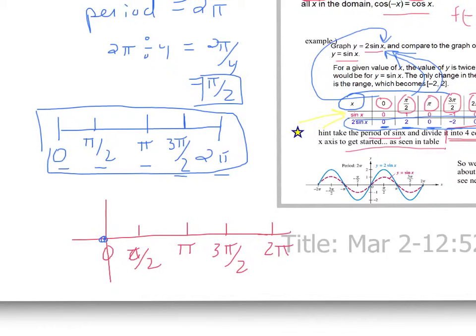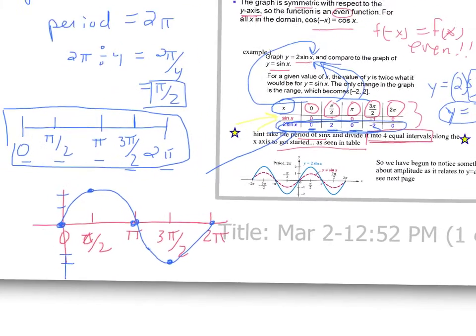So 0, 0 is a key point. I'm just reading from the table. At pi halves, you're up at 2. At pi, you're at 0. At 3 pi halves, note to self, I'm retrieving from this table, you're down at -2. And at 2 pi, you're back at 0. And connect the dots, and voila. You have yourself a period of that function, y equals 2 sine x.